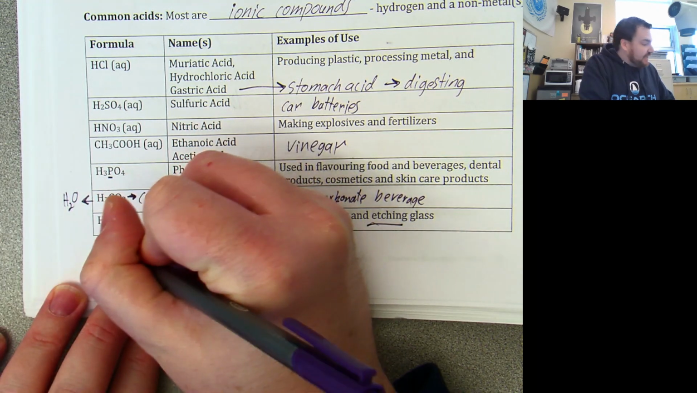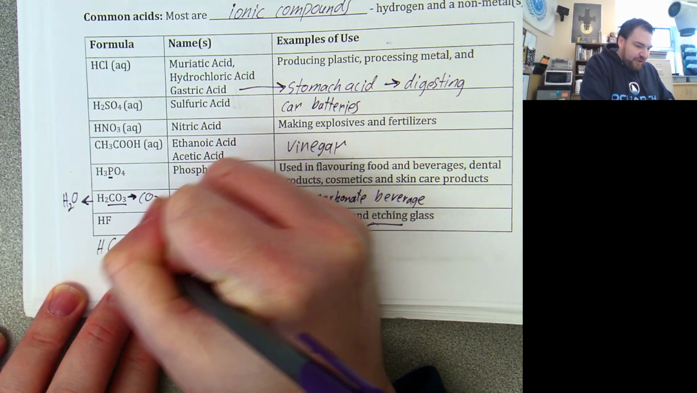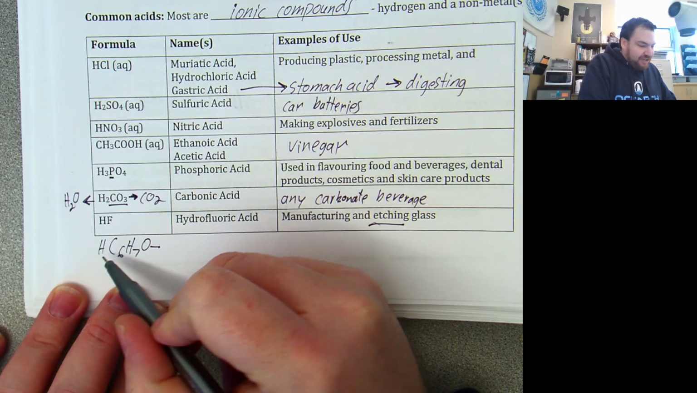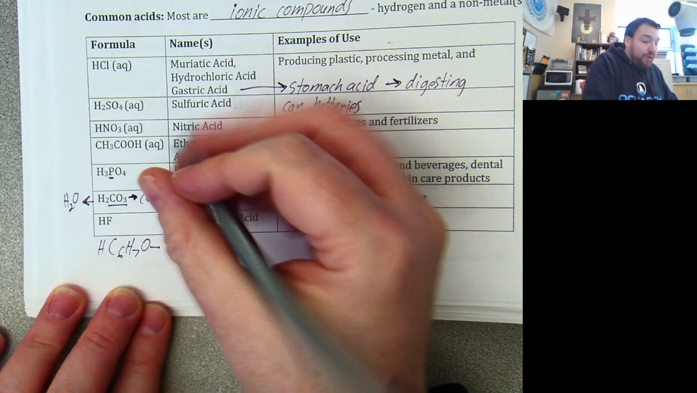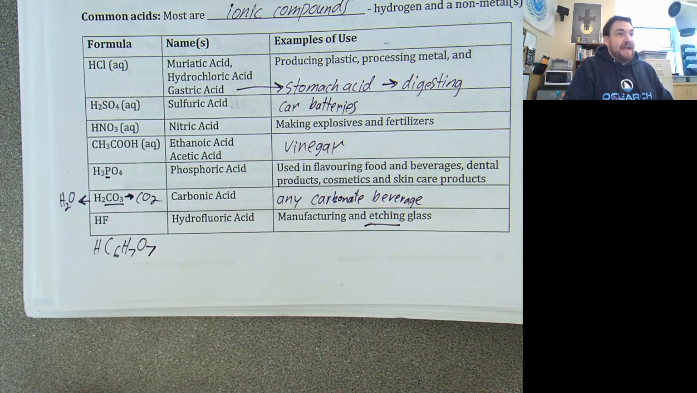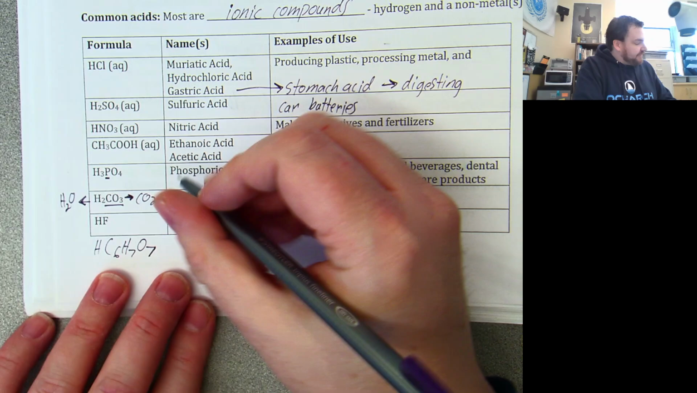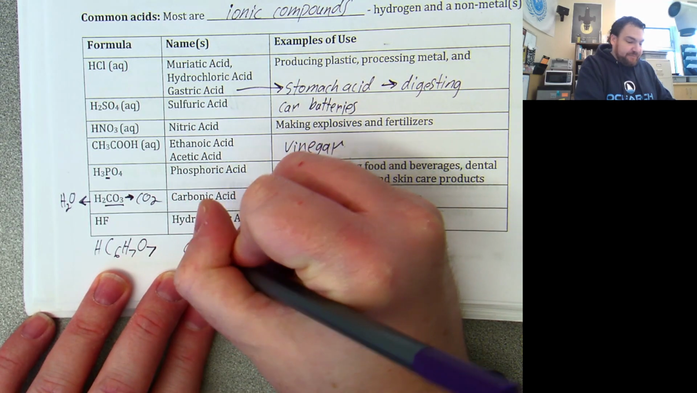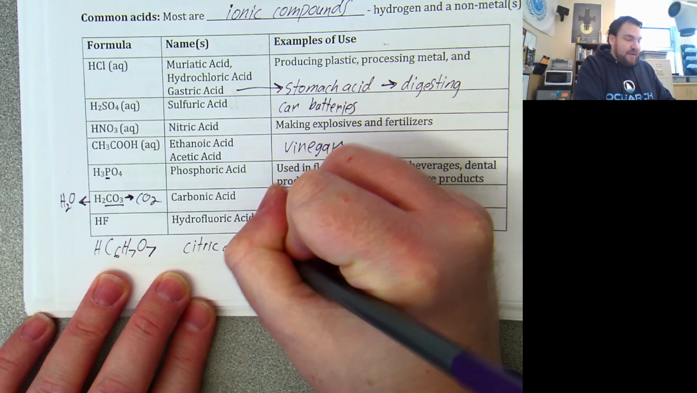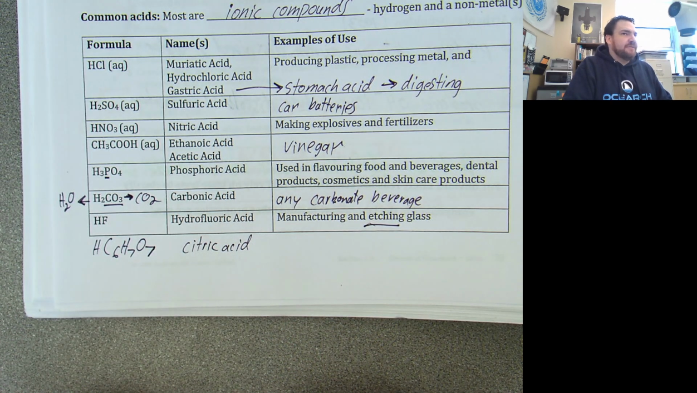Two other ones that we'll add here down at the bottom. One of them is HC6H7O7. I don't expect you to recognize this. This is citric acid. Also makes the world tastier. Citric acid found in citrus fruits.